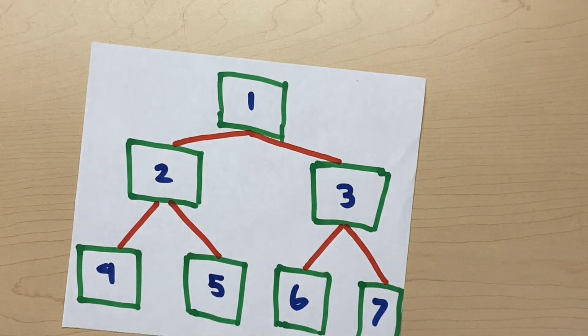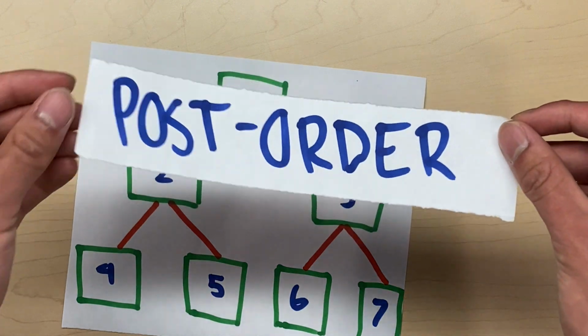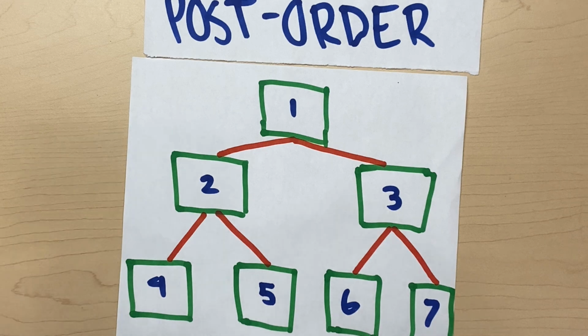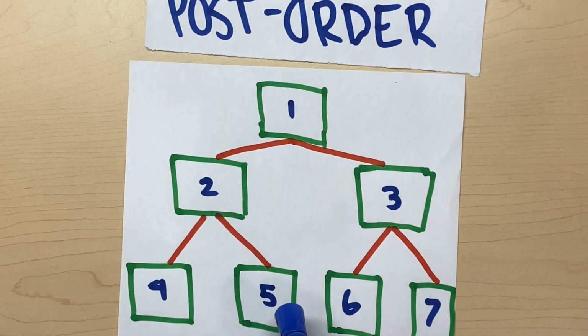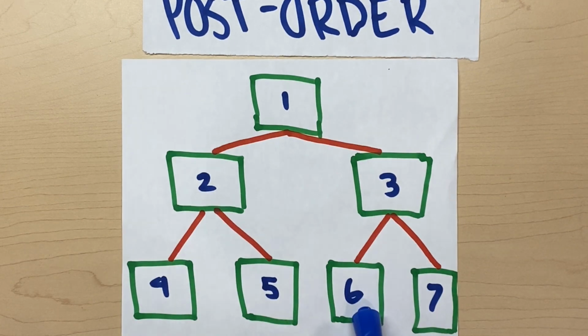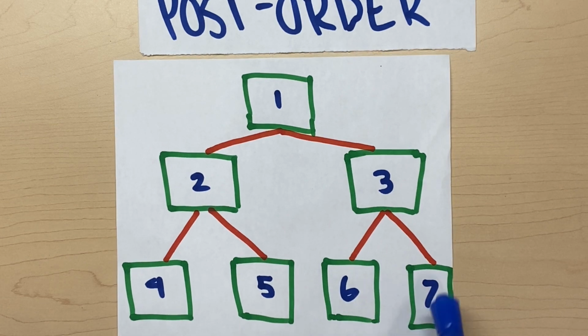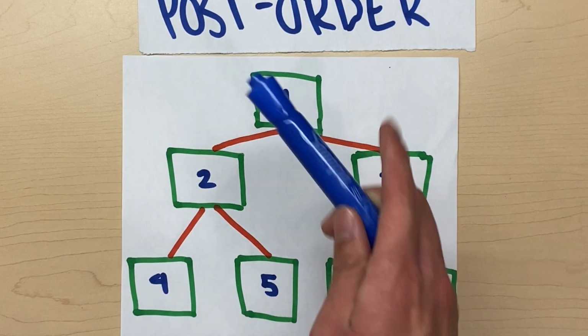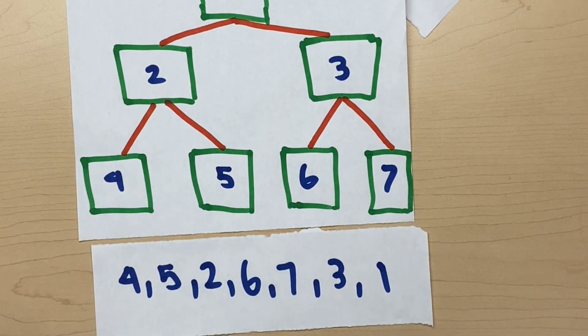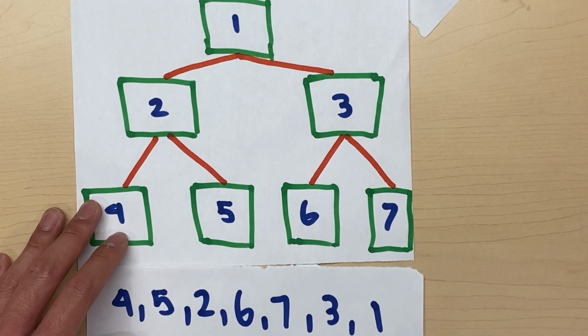Finally, we have our last traversal, which is called the post-order traversal. The idea is that we're going to visit the left, then the right, and then the root. In this case, we visit the leftmost, which is 4, and then the right 5, and then the root 2, and then the leftmost of the right branch 6, the rightmost of the right branch 7, and then the root 3, and then finally our final node 1. So that's our order for post-order traversal.